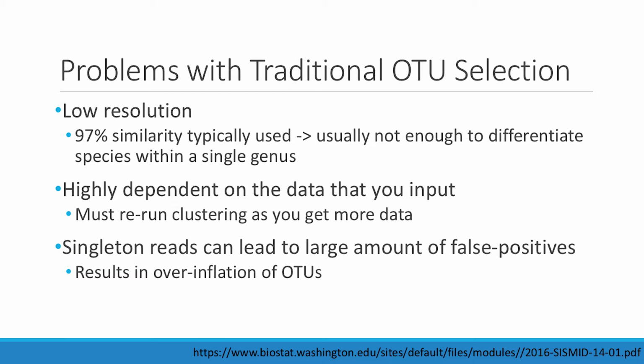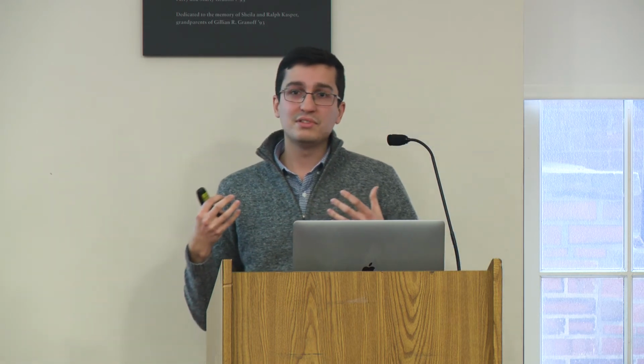Additionally, at least for de novo OTU clustering, it's highly dependent on the data that you're actually inputting. So as you get more data from more samples, you have to rerun the clustering based on what you're inputting. That's very time and work intensive, as you can imagine. Additionally, this strategy can lead to a lot of singleton reads, and a lot of the time singleton reads are most likely caused by just plain sequencing errors. So this will overinflate your OTU count and give you a lot of false positives, so to speak.